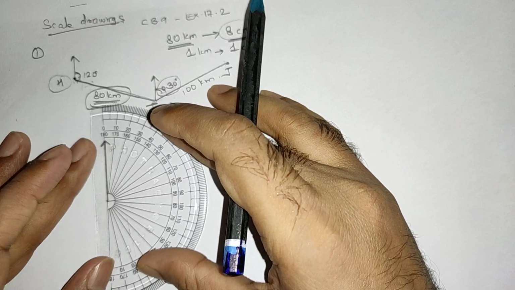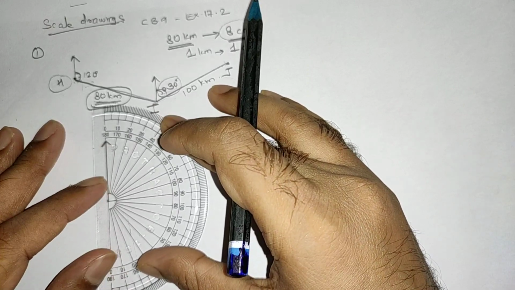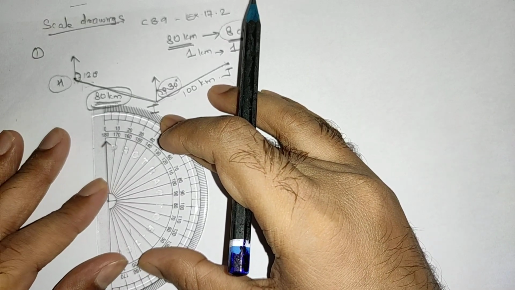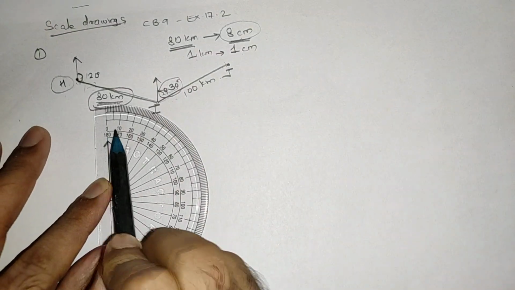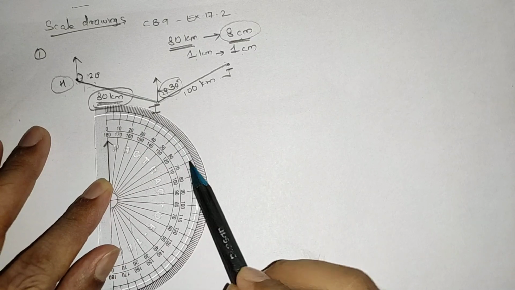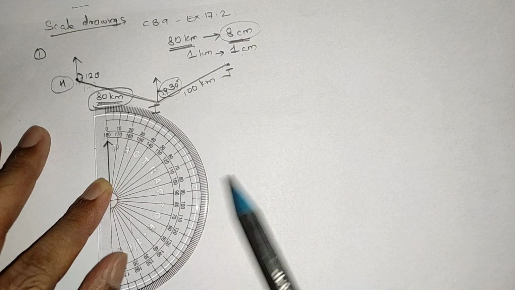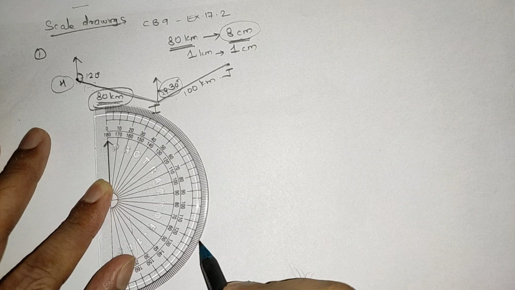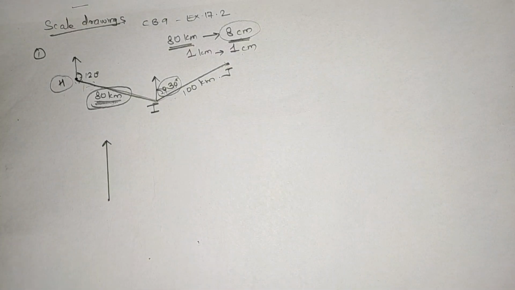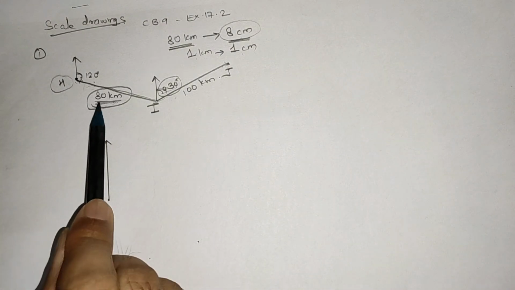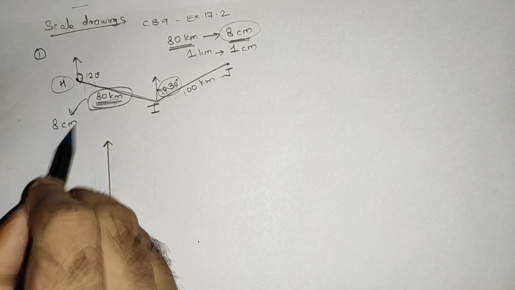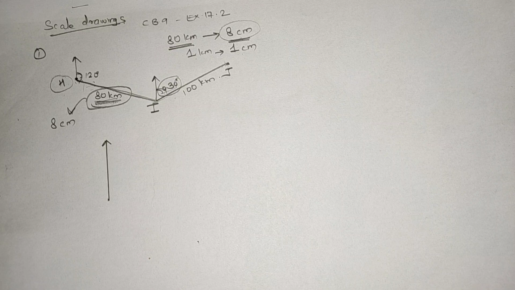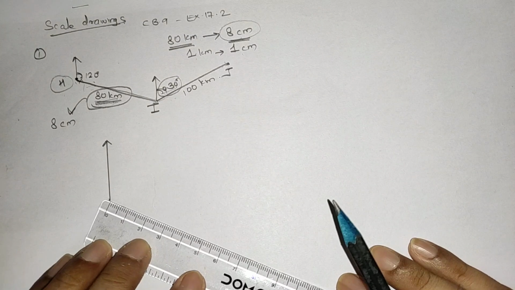So place a protractor this way. Now mark the angle 120, start from 0, 0, 10, 20, 30, 40, 50, 60, 70, 80, 90, 100, 110, 120. So we have just marked the angle. I need to represent 80 km, that is I need the length of 8 cm on this drawing. So you can keep the ruler this way.